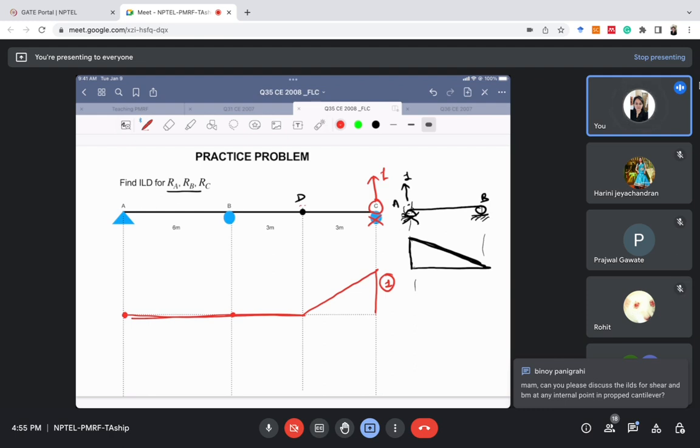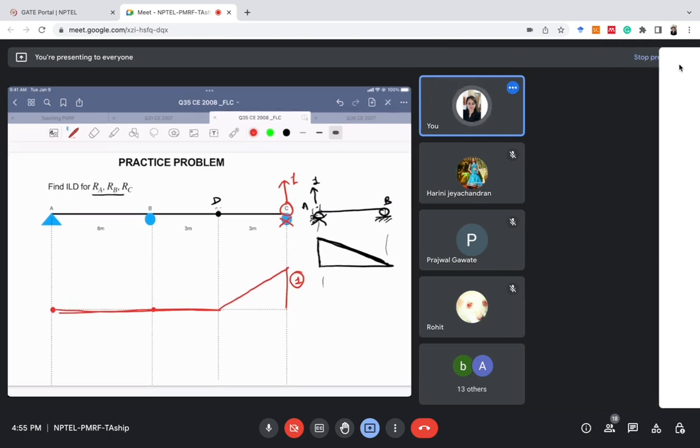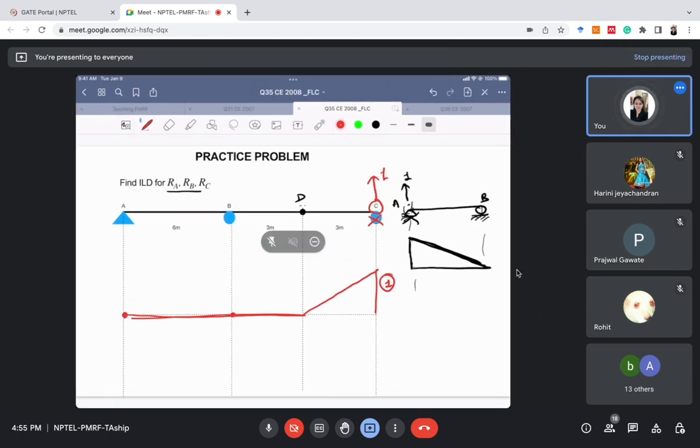Yeah, sure, Binoy, I have already discussed shear and bending moment at any internal point in the past class. But still, if you want any other session on ILD, I can take another session. Just write in the comments, because I've already taken this session. So I'll take the next session for ILD problems only.